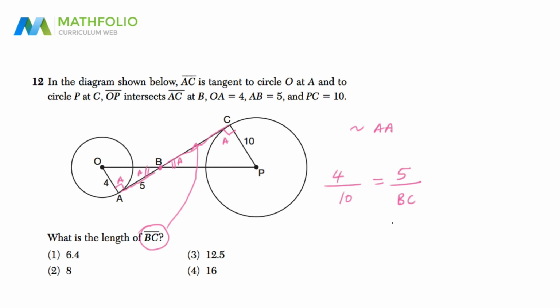So to get BC on its own, cross multiply. This times this gives you 4BC. This times this gives you 50. To get BC on its own, divide by the 4. So BC equals 12.5. We can check this. If you times this by 4, you double it, and then double the result, you're going to get back to the 50. So this is our answer, number 3.